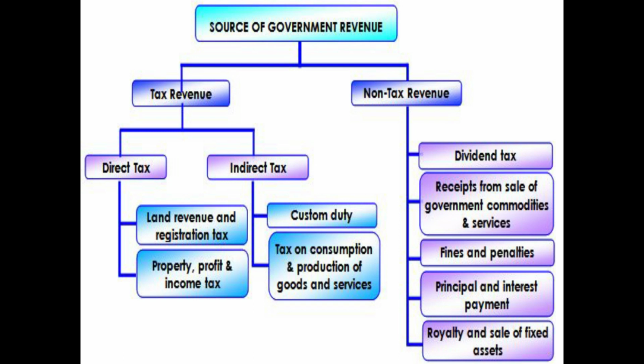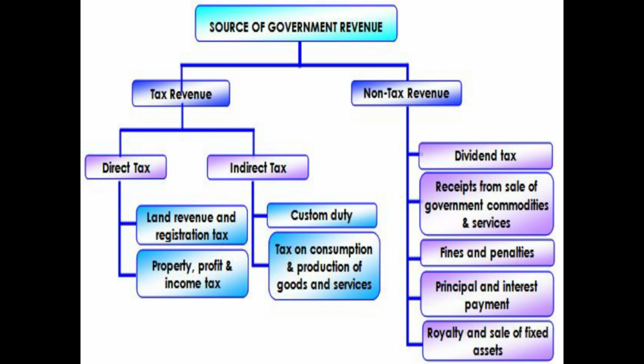Next is the indirect tax. So students, indirect taxes are the taxes which are paid to the government by one person, but their burden is borne by another person. So the incidence and impact of the tax lie on different persons. We have the example, that is the custom duty or the tax on consumption and production of goods and services, as well as the GST, that is the latest example.